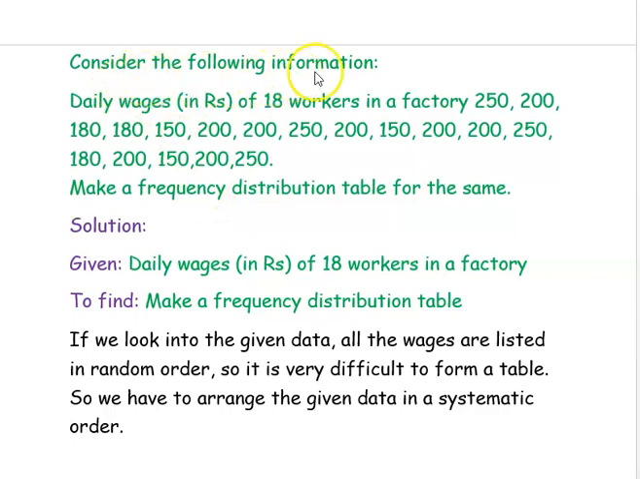Next question, consider the following information. Daily wages in rupees of 18 workers in a factory are given. 250, 200, 180, 150, 200, 200, 250, 200, 150, 200, 200, 250, 180, 200, 150, 200 and 250. So make a frequency distribution table for the same. You want to find a frequency distribution table for the same. If you look into the data, they are all in an unorganized manner, that is they are raw data.